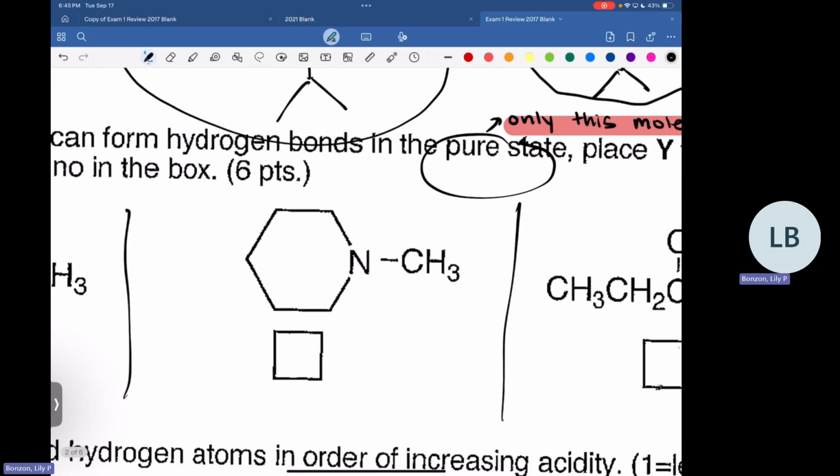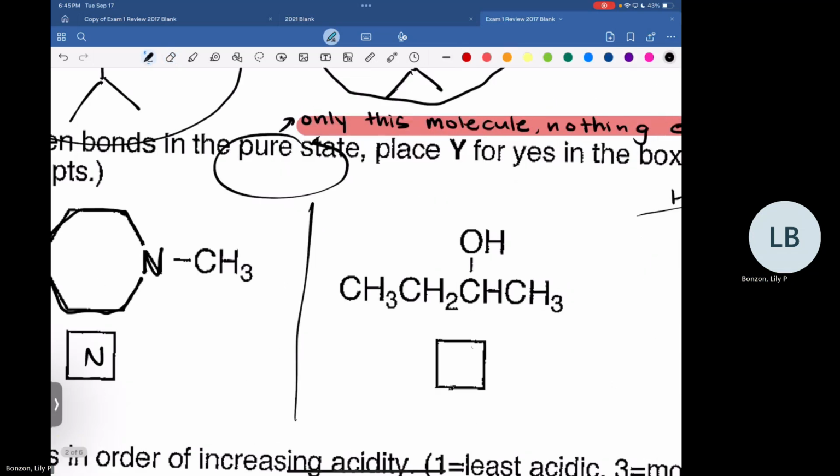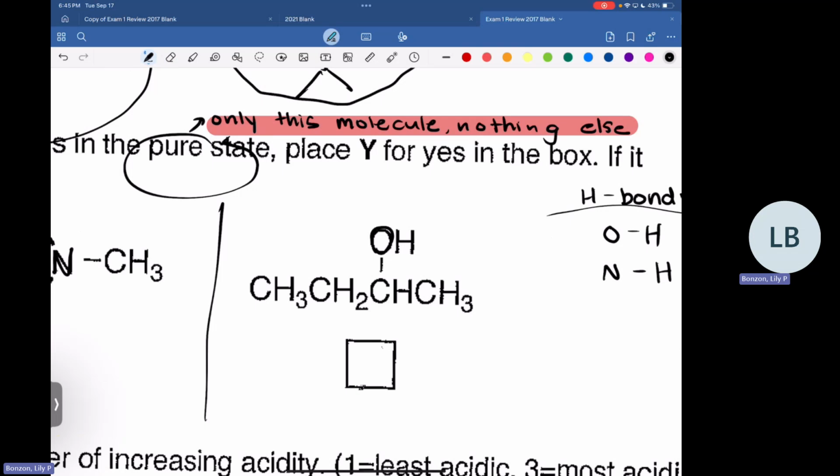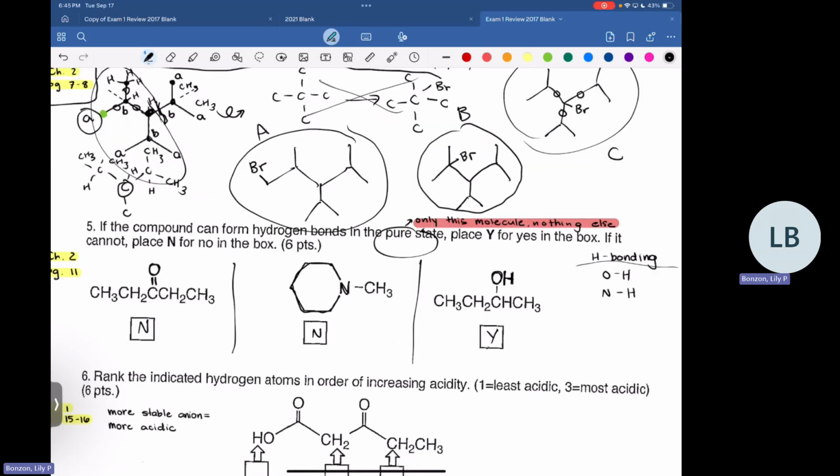For this one, we do have a nitrogen. It has the carbon going up to the cyclostructure, carbon going down in the cyclostructure, and a methyl group. It does have a lone pair, but it does not have a hydrogen of its own. If it was something like this, then maybe, but instead it just has carbon groups. So this one is also going to be no. If we look at this one though, we have an oxygen and it is directly bonded to a hydrogen of its own. So this one can do hydrogen bonding in the pure state, so this one is going to be yes. Any questions on that?